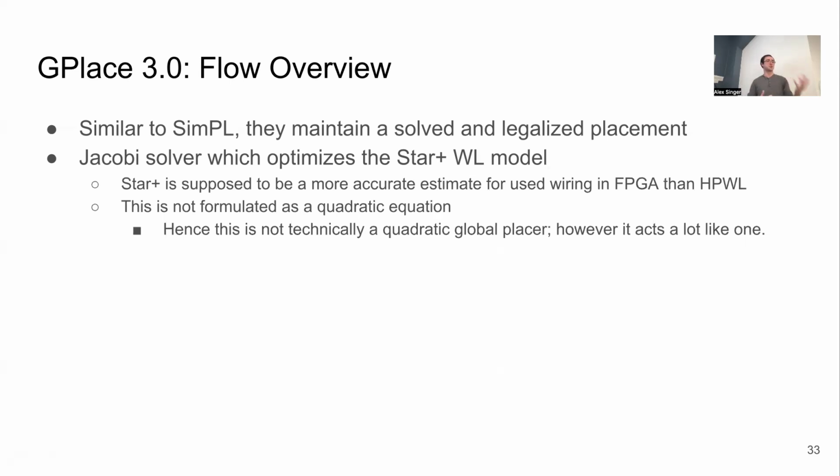They're separating their solver from their legalizer, which is very similar to how quadratic placers tend to do this. And when you dig into the mathematical formulation of their star plus model, they're using conjugate gradient as if it was a quadratic model. Jacobi solver, it's conjugate gradient, but Jacobi is a simpler iterative technique for solving a matrix. They do both. It's weird.